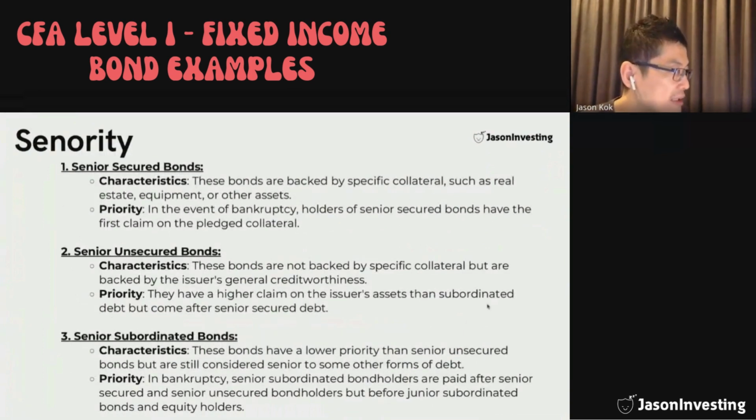Okay, and one last term we need to talk about is seniority. I believe last week we talked about seniority, but I didn't actually go into details about the different categories, in terms of the ranking from the most senior to least senior. The most senior will be the senior secured bonds. These bonds are backed by specific collateral, such as real estate, equipment or other assets. In the event of bankruptcy, holders of senior secured bonds have the first claim on the pledged collateral. So, Kenneth, you know what is collateral, right?